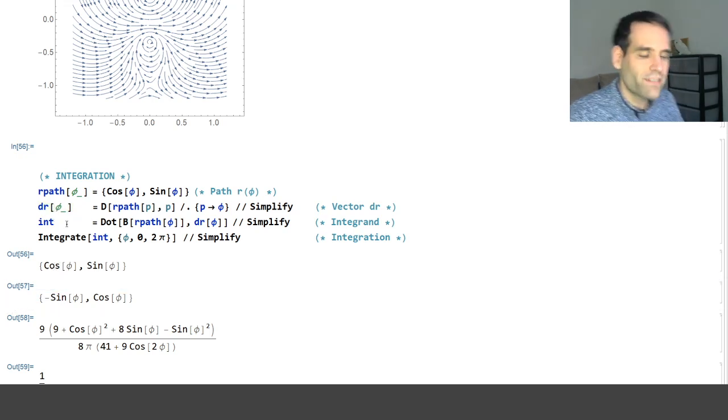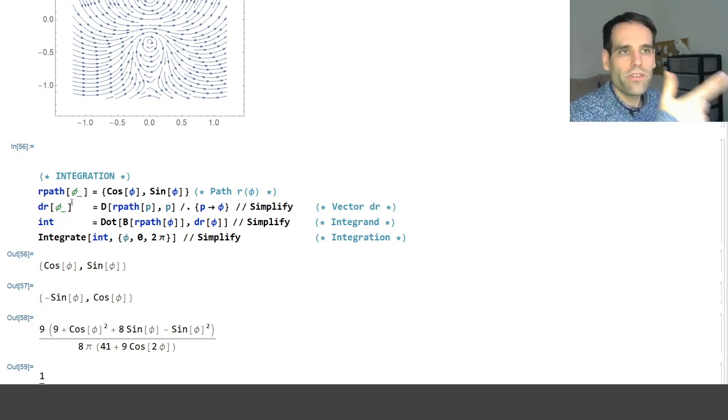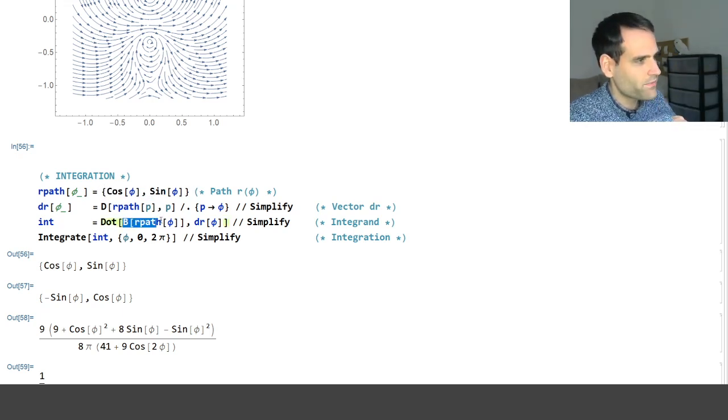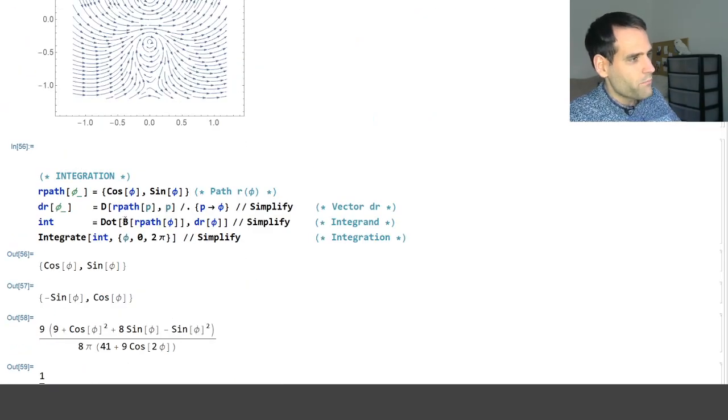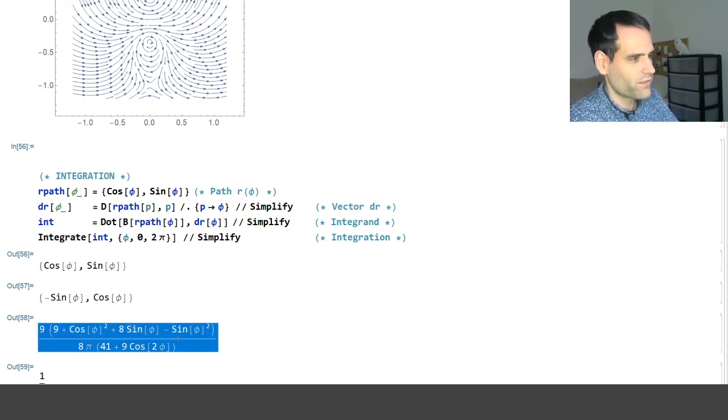The third step was to calculate the integrand. And remember, you had to do two things. First, substitute the equation for the path into the magnetic field, and that is achieved here because instead of saying b of r, like I did here, b of xy, I'm doing b of r path of phi. So I'm substituting these two values into b. So x will be cosine phi and y will be sine phi. And then I'm doing the dot product between that and the differential dr vector. Okay, so I do the dot product and I simplify, and I end up with this. So this is going to be my integrand.